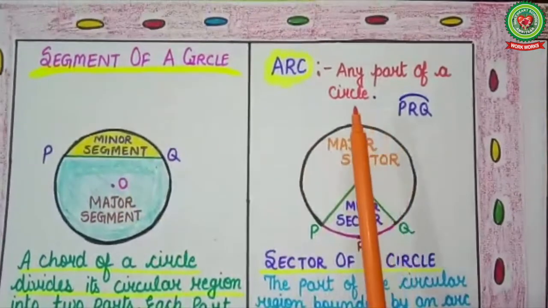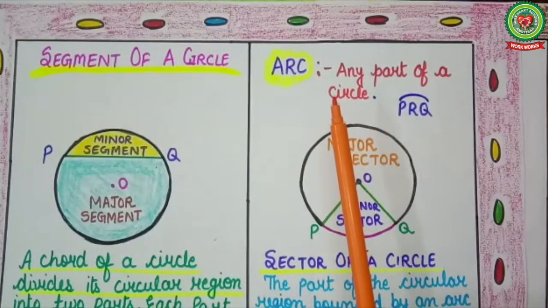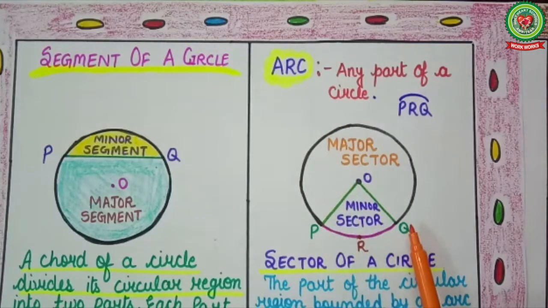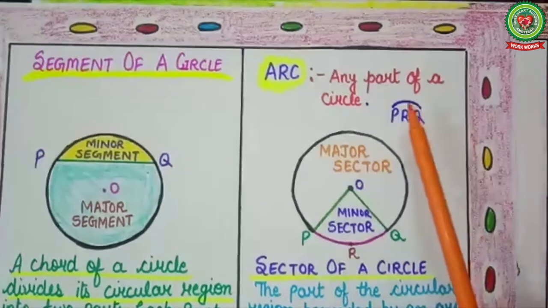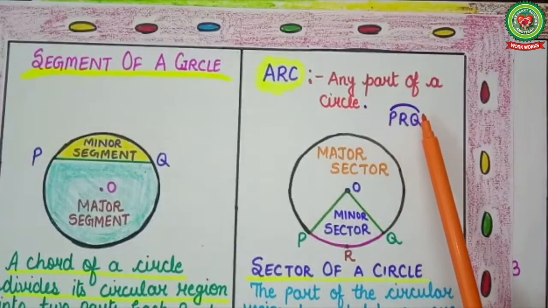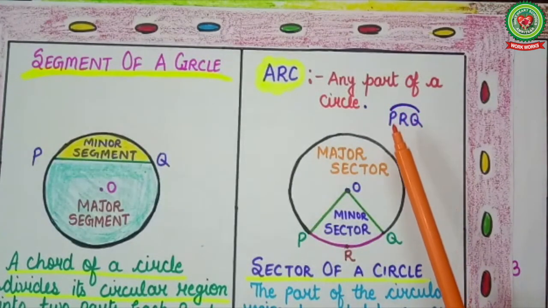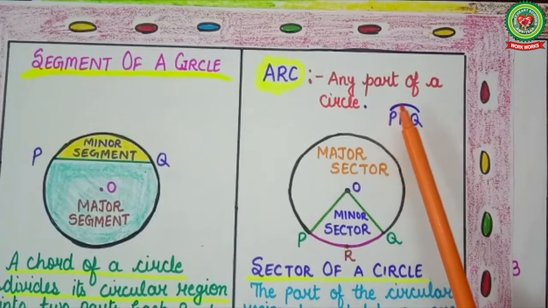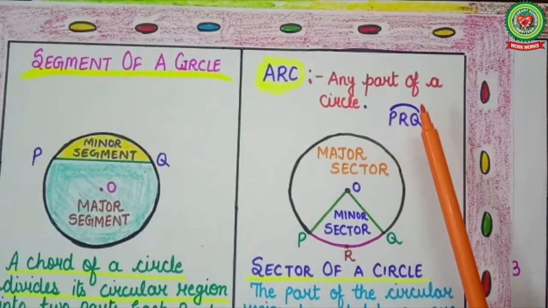Now come to the next definition, that is arc. Any part of the circle. Here as you can see PRQ. Any part of the circle is known as an arc. And this part is also known as an arc. So, arc can be denoted by this symbol. It is PRQ with the symbol of arc.